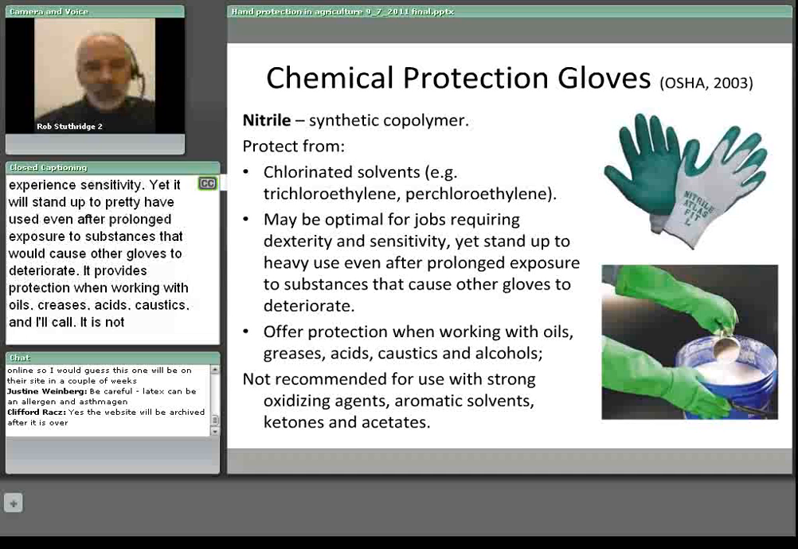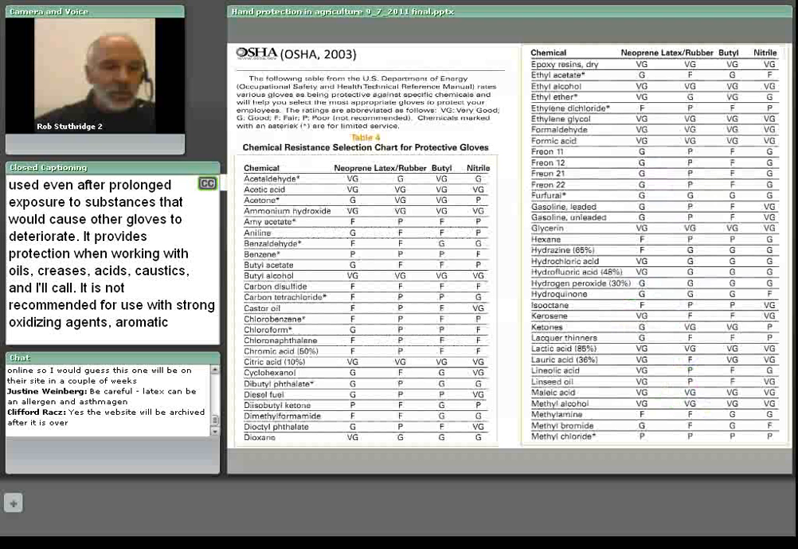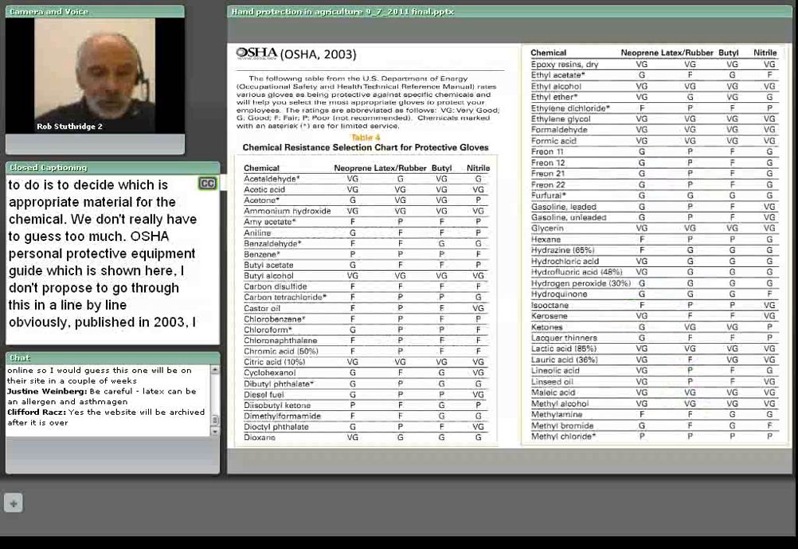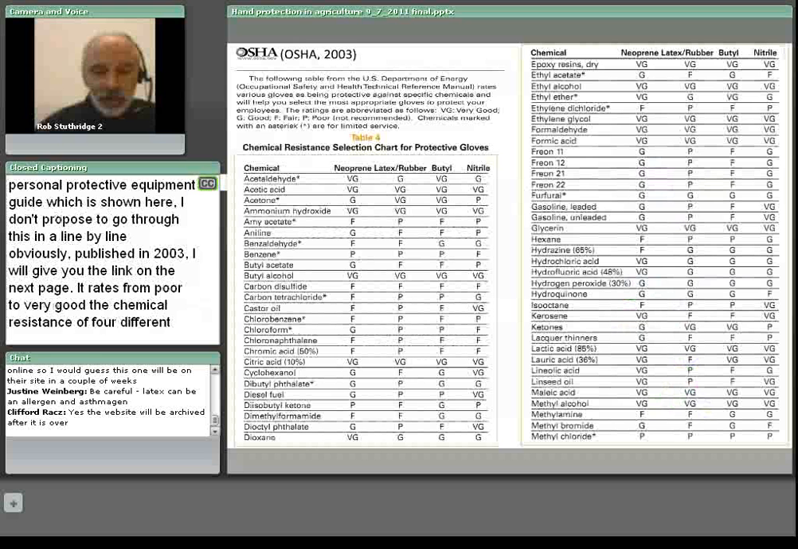So one of the first things we need to do is to decide which is the appropriate material for the chemical. And we don't really have to guess this too much. OSHA's Personal Protective Equipment Guide, which is shown here, and I don't propose to go through this line by line, obviously, was published in 2003. I'm going to give you the link on the next page. But it rates from poor to very good the chemical resistance of four different types of glove material used against a variety of substances. Not all of those substances would you encounter in an agricultural setting.